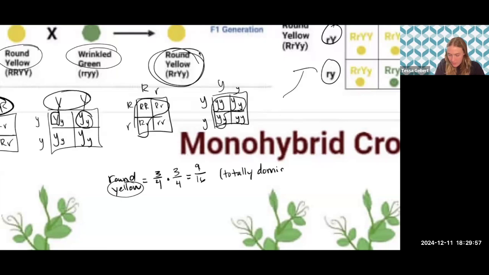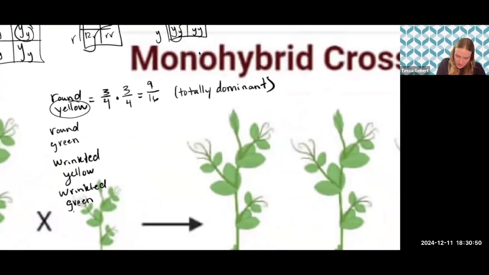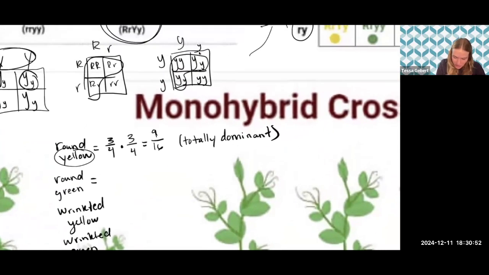The yellow and round. I can do the same for all of the combinations I can make. And I do the round and green. Well, round we already figured out was 3 out of 4, but the green is actually 1 out of 4. So that is a 3 out of 16.